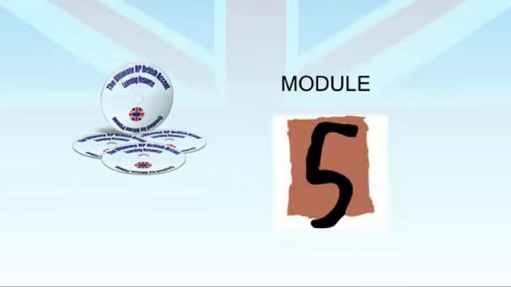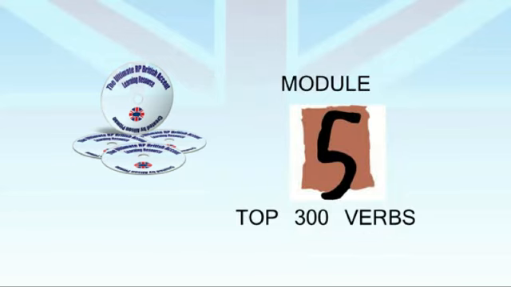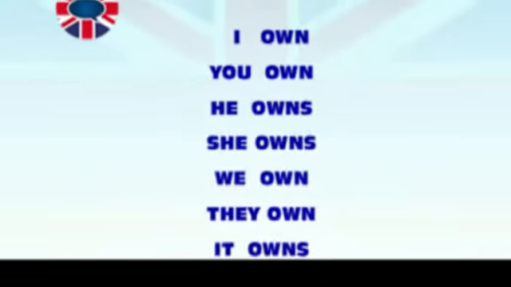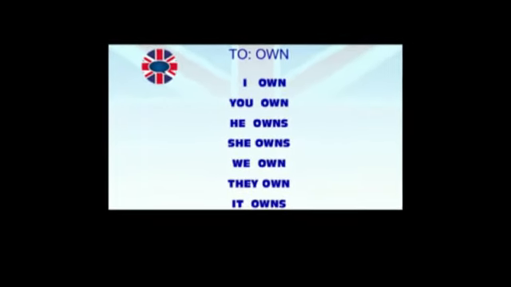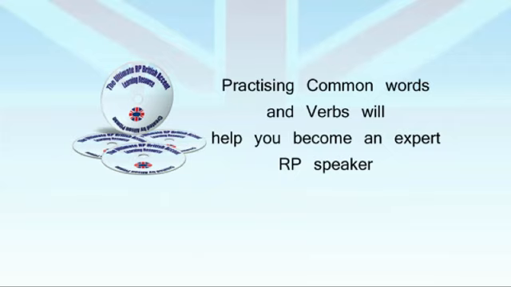Now, following on from this module is Module 5, which is the top 300 verbs. Again, so useful to know. You'll be using these verbs over and over again during your British accent conversations, so knowing how to say them correctly is a must. Both these modules are really helping with the basics of common words and verbs that you will become familiar with, if you aren't already.